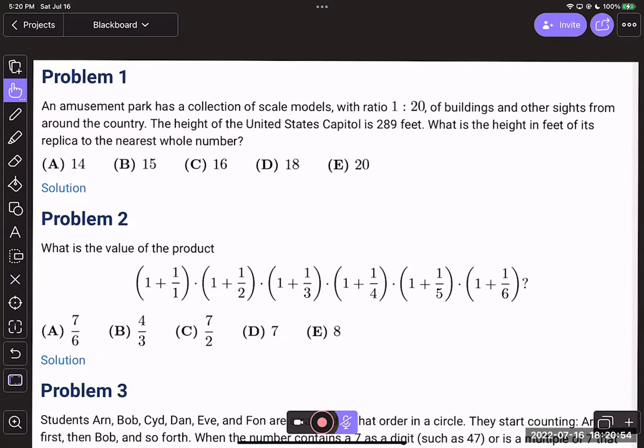An amusement park has a collection of scale models. There's a 1 to 20 ratio of buildings and other sites from around the country. The height of the United States Capitol is 289 feet. What is the height in feet of its replica to the nearest whole number?